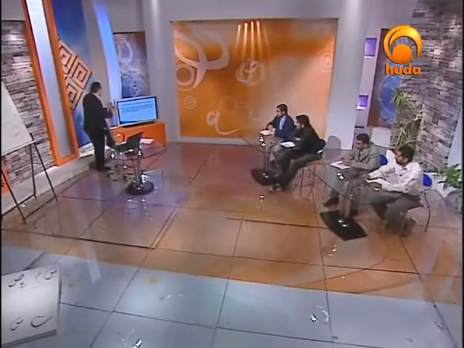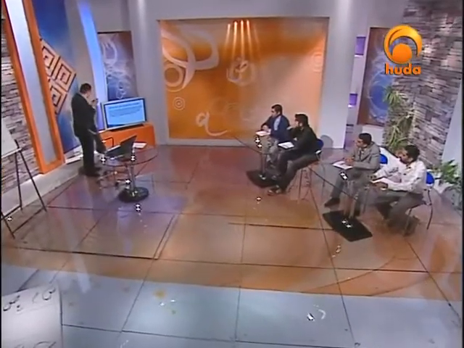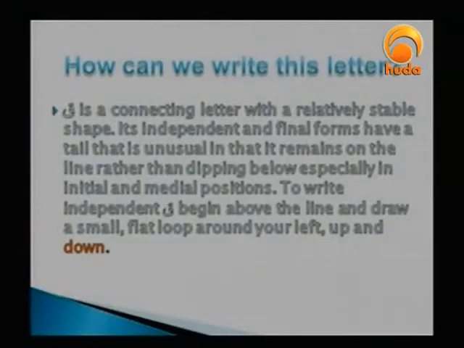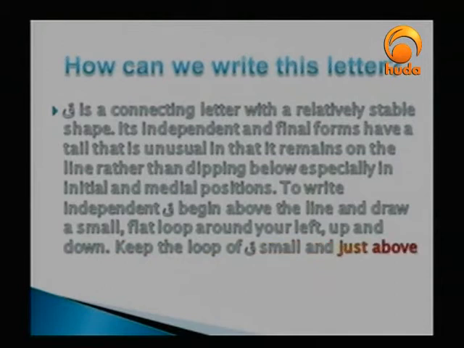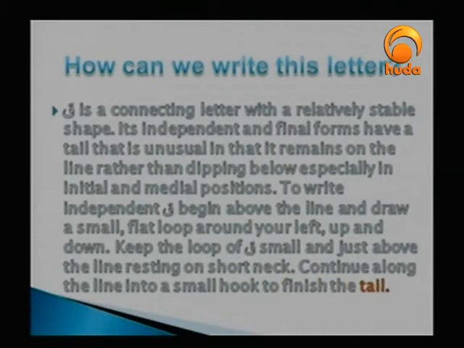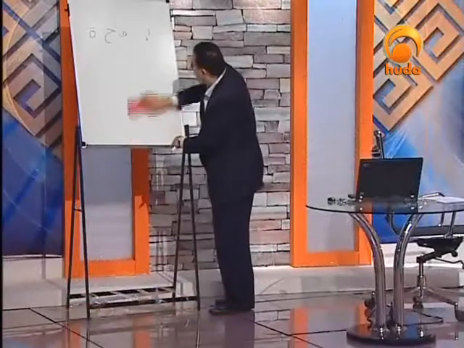Now, let me move on to another interesting part, which is how you can write this letter. Qaf is a connecting letter with a relatively stable shape. Its independent and final forms have a tail that is unusual in that it remains on the line rather than dipping below, especially in initial and medial positions. To write independent qaf, begin above the line and draw a small flat loop around to your left. Let me just start here. Here we have qaf.